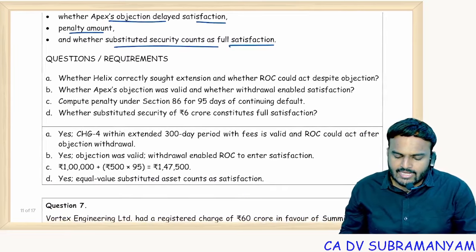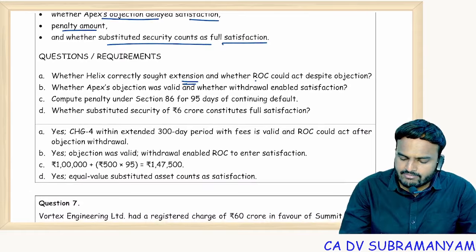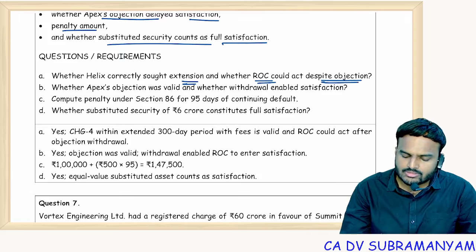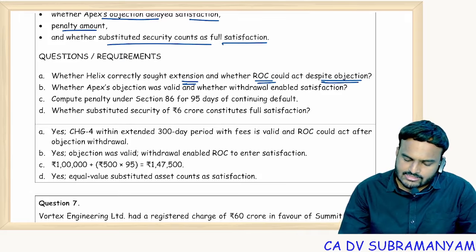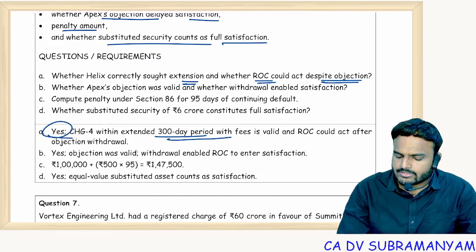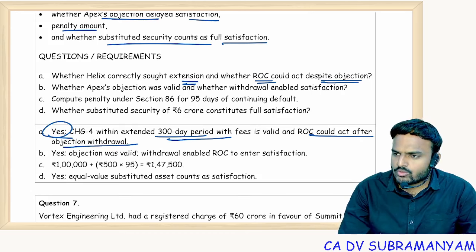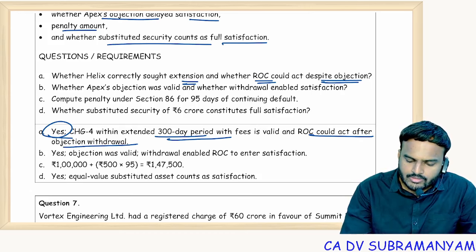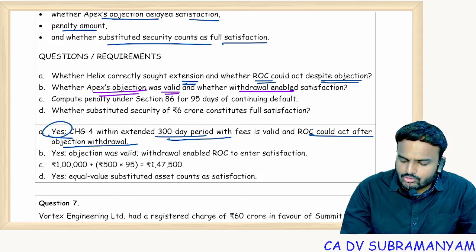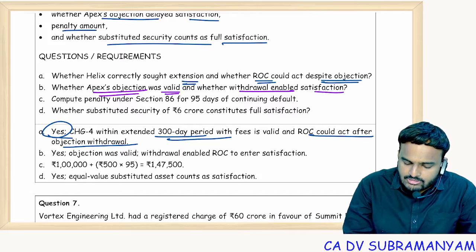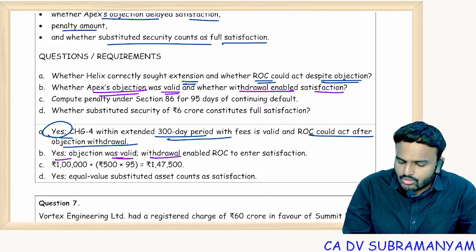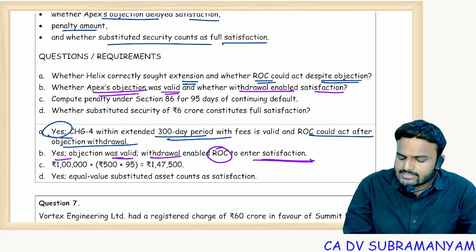So, whether Helix correctly sought extension, and whether the ROC could act despite objection? Helix correctly sought extension, yes. The 300 days period, yes, valid only. The ROC could act after objection, withdrawal only. Next point, whether Apex's objection was valid and whether withdrawal enabled satisfaction? Yes, the objection is also valid only. Withdrawal enables the ROC to enter satisfaction.